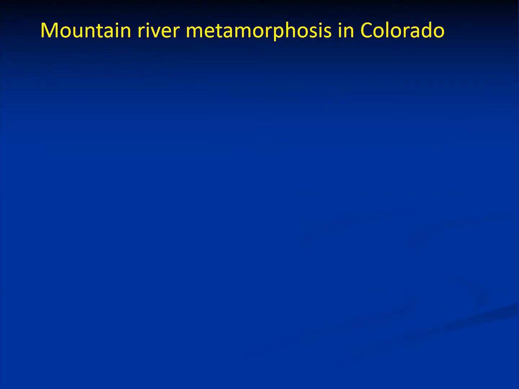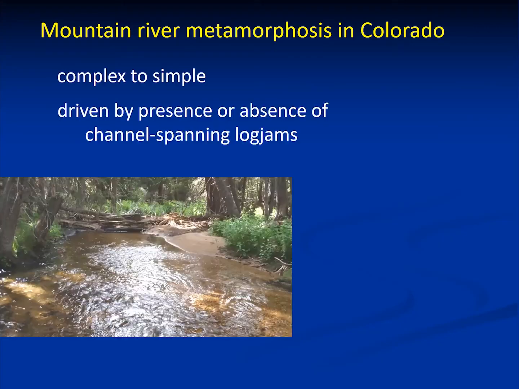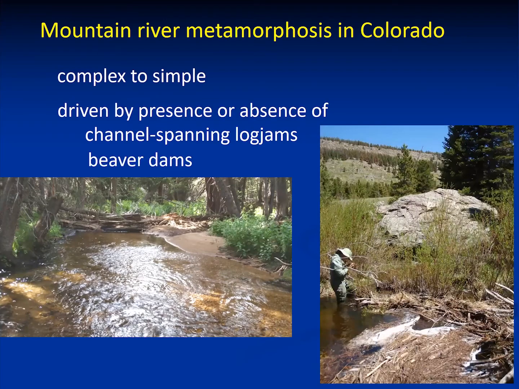Okay, so if I look specifically at rivers in my area, mountain streams, what I see is a dramatic change in many of them over the period since people of European ancestry settled in this region. And mostly these have gone from complex to simpler. A lot of it's driven by the now absence of channel-spanning log jams, which were much more common historically, and the absence of beaver dams, which again were much more widespread historically.